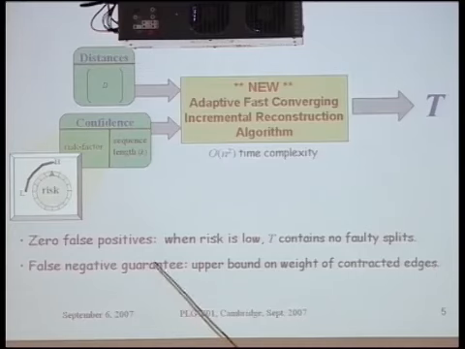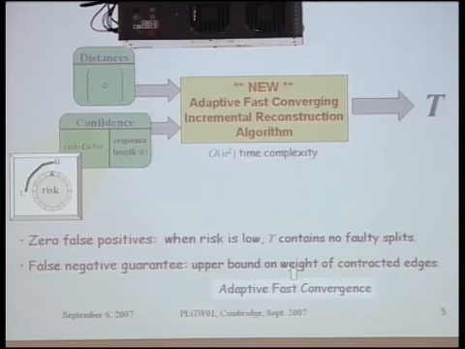So we want a false negative guarantee, and I think this is the first time there is an actual meaningful false negative guarantee. It is given by adaptive fast convergence, because we are able to bound the weight of the edges that we don't reconstruct. So we only miss the very short edges.